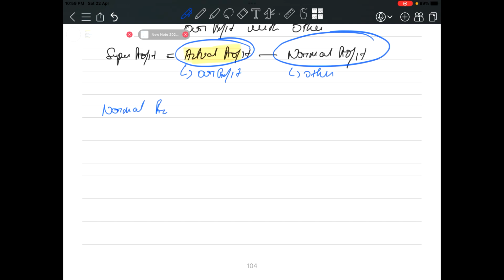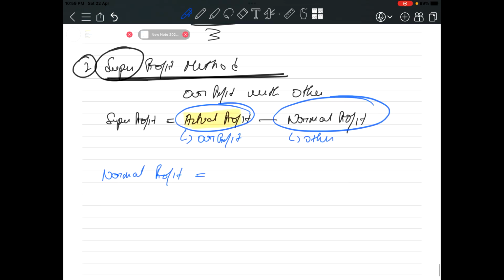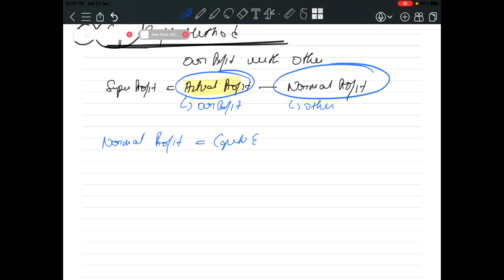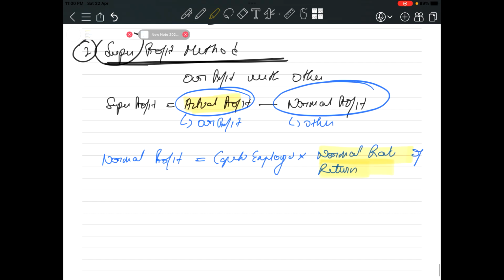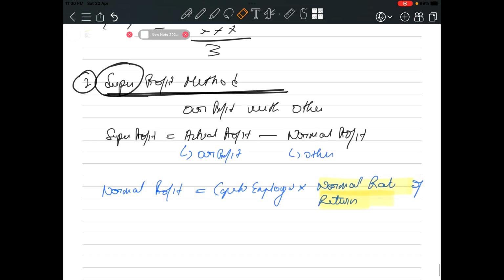Now what is the formula of normal profit? Normal profit is equal to capital employed into normal rate of return. Now what is normal rate of return? It is the rate on which we will earn profit. So this is the formula of goodwill under super profit. You can note this down if you want to.